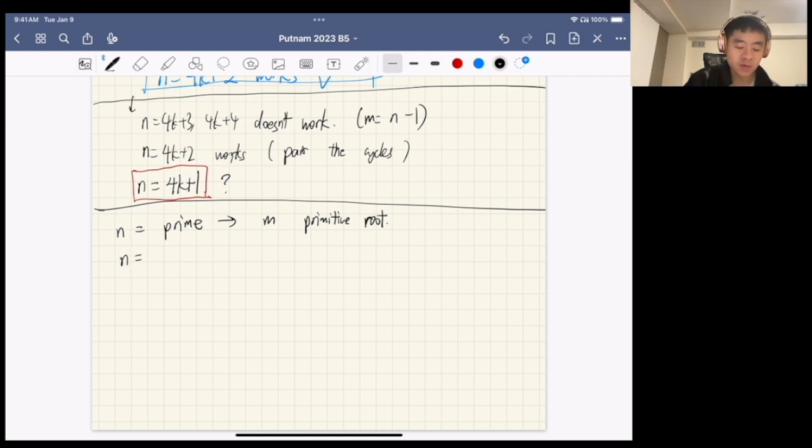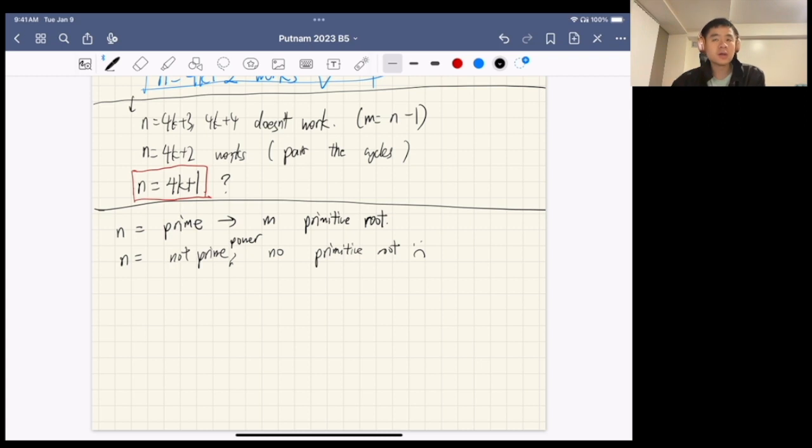Now, if n is not prime, and therefore there's no primitive root, which is sad. Sorry, I kind of lied a bit. If n is not prime and not a prime power, then there's no primitive root. So what we could do here is consider the prime factorization of n, and take the primitive root of each of the prime powers.